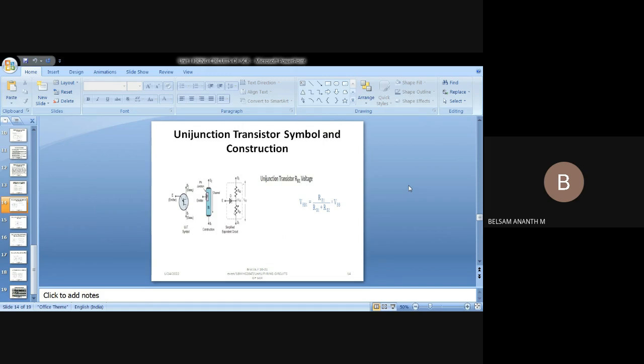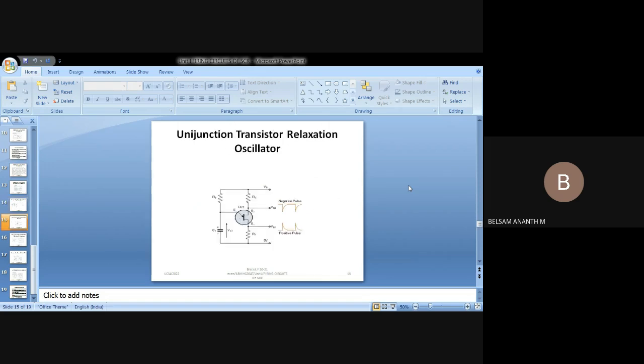In this equation, please remember VBB is acting as the source voltage. The resistance RB1 is the one which is connected across the source voltage, and in the denominator, RB1 and RB2 are considered as the sum of the combination of the resistance values. Therefore, please remember, with the help of this device, we have an RC combination again.